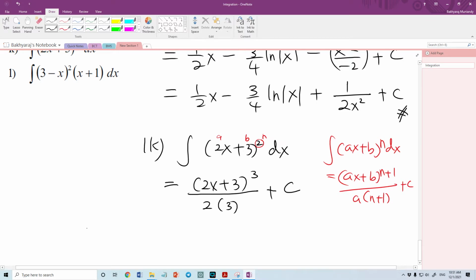Okay, so that will give me 1 over 6, because here constant, right? 2 times 3 is 6, so 1 over 6, 2x plus 3 power of 3 plus c. As usual, I put the constant in front. To make my calculation easier, better I put my constant in front.